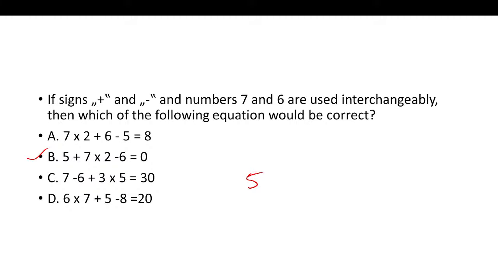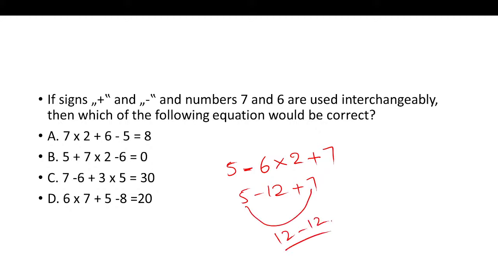Go for option 2. Plus and minus are interchanged: 5 minus 7 into 6 plus 6... What does it mean? Plus is interchanged as minus, 7 is interchanged as 6 into 2, minus is interchanged as plus, and 6 is interchanged as 7. So apply BODMAS again. First you have to do the minus, and then you have to add: 12 minus 12 is 0. Yes.